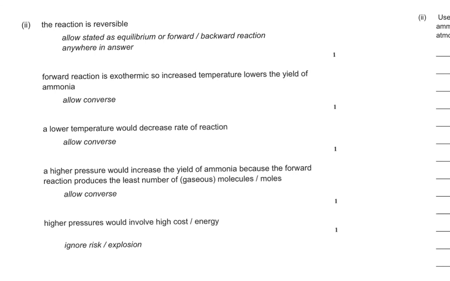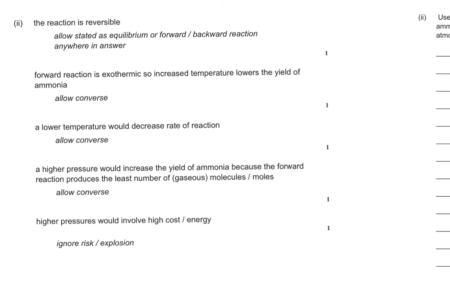Now, here it talks about ignoring risk and explosion. Okay, the reason for that is the idea of this high cost is to create equipment that protects us. There is more risk with higher pressures, but we're talking about an industrial process here. So really that comes within the idea of high cost and energy output.